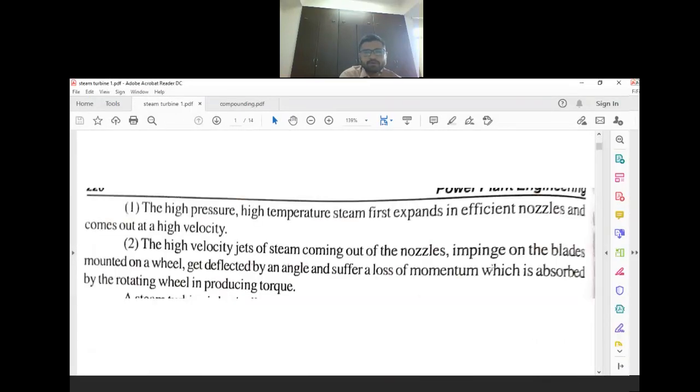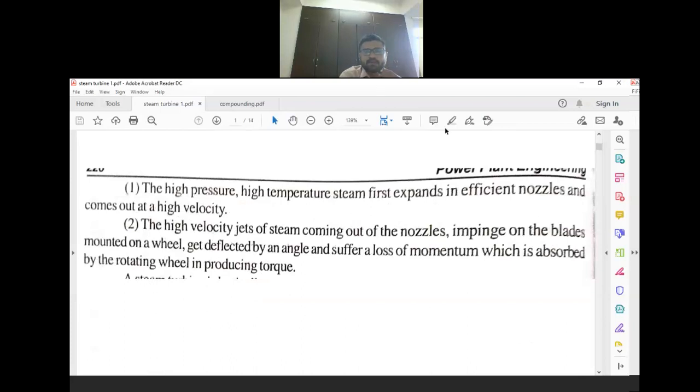Now we all know that at the entry of the turbine, the steam which is coming from the boiler has high pressure. It is basically higher pressure steam. But in turbine, we require velocity. We require pressure as well as velocity. But first of all, you need to convert that high pressure into high velocity.